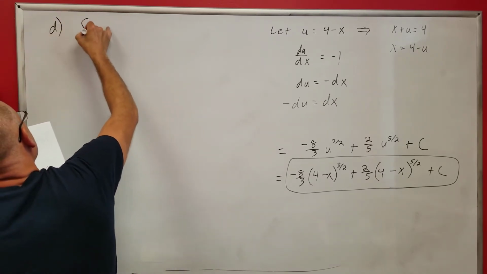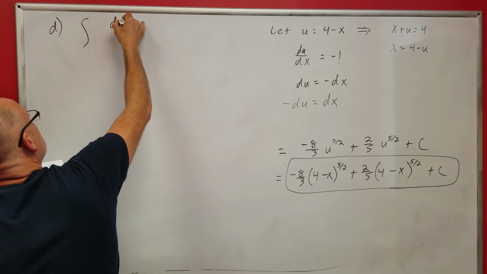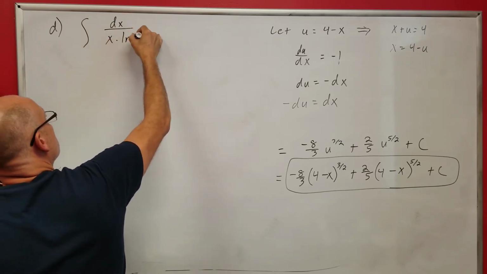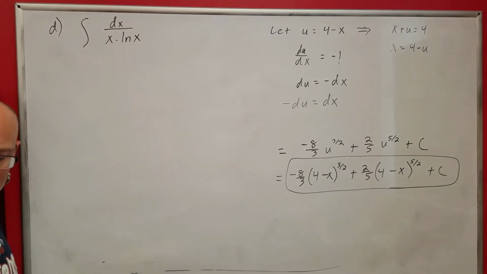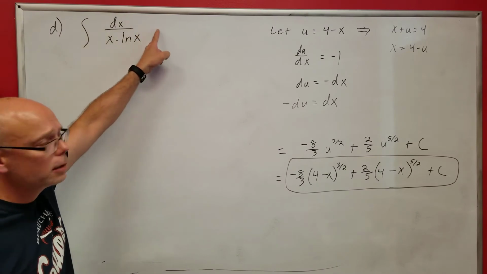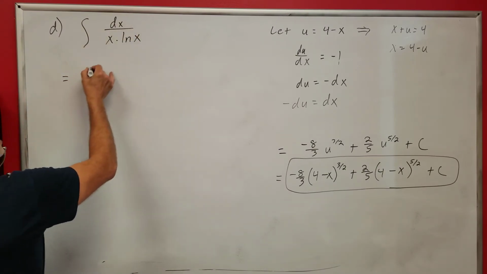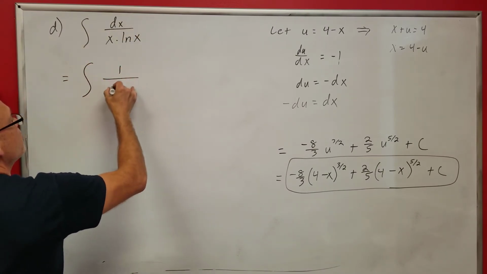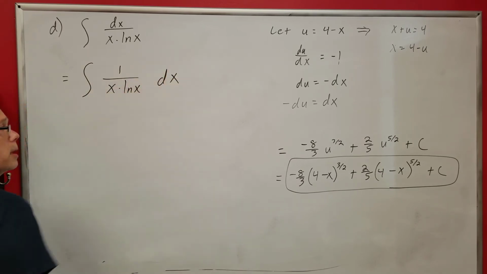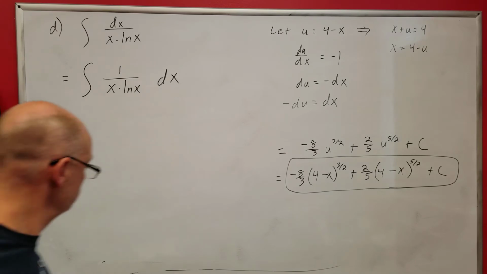I have something that looks like this. The integral of dx over x times natural log of x. I don't like this stuff being up top. So what I do is I factor it out to the side. I just do a rewrite. That's 1 over x times natural log of x dx, like that.